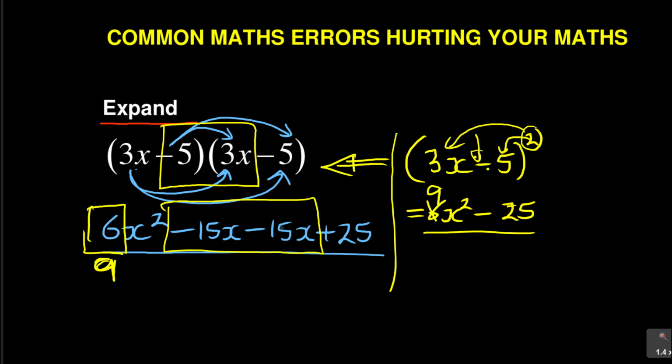So whenever you're given (3x minus 5) squared, remember the first thing is to open the two brackets and then you use the FOIL method. It's just very, very, very important, guys. Don't be tricked, don't be tempted.